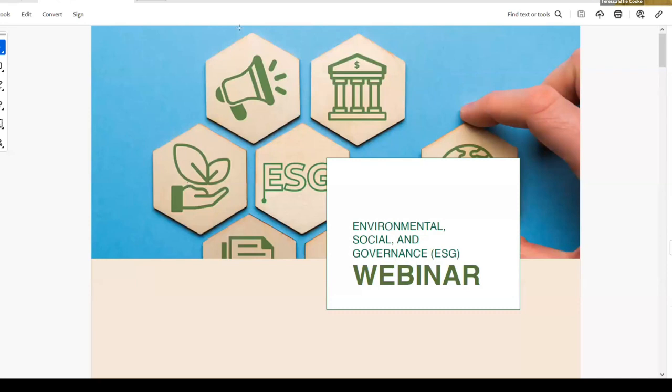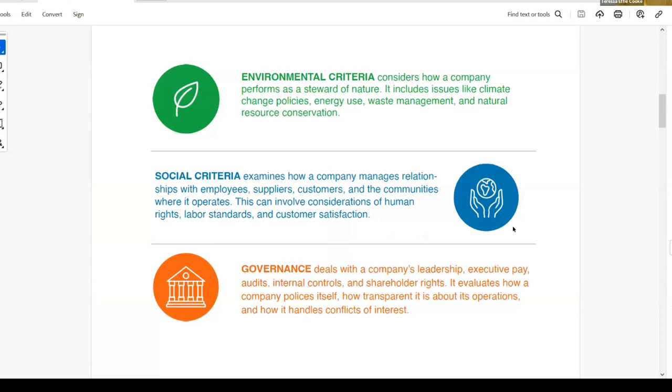It is a concept that is constantly being spoken about by businesses. Now, when we talk about environment, what do we mean? The environmental criteria considers how a company performs as a steward of nature. How are you looking after your environment? It looks at things like climate change policies, energy use policies, waste management policies, and conservation of natural resources. When we talk about social, the social criteria looks at things like how a company and its managers build relationships with their stakeholders.